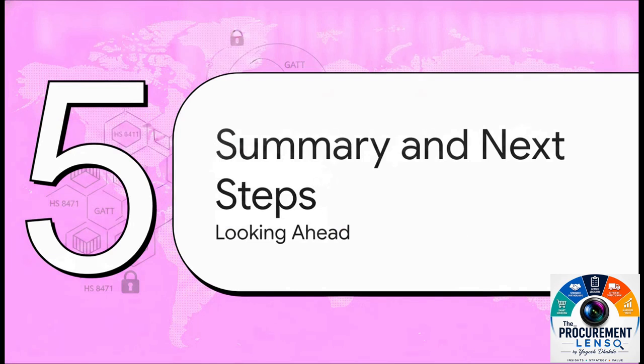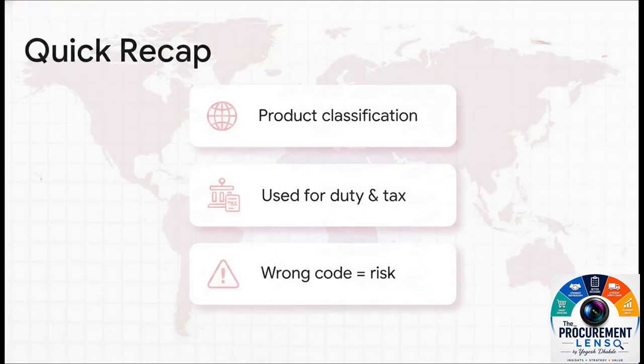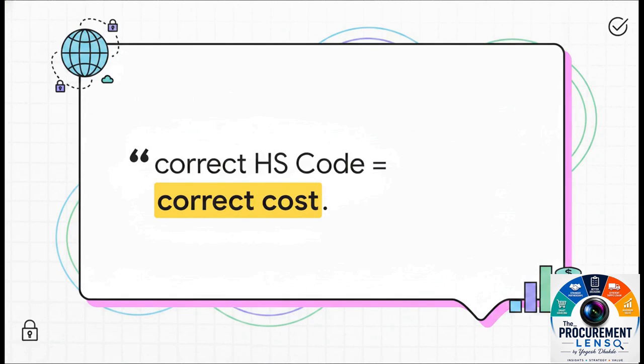All right, Part 5. Summary and next steps. Looking ahead. Let's do a quick recap. First, the HS code is the definitive global product classification system. Second, it is the fundamental tool governments use for duty, tax, and compliance. And third, and definitely most importantly, a wrong code directly equals higher costs, devastating delays, and massive risk to your business. Seriously, if you take only one single thing away from our entire explainer today, let it be this simple equation. Correct HS code equals correct cost. Nailing the sequence of numbers is, hands down, the absolute best way to protect your margins and ensure a smooth, headache-free importing process.